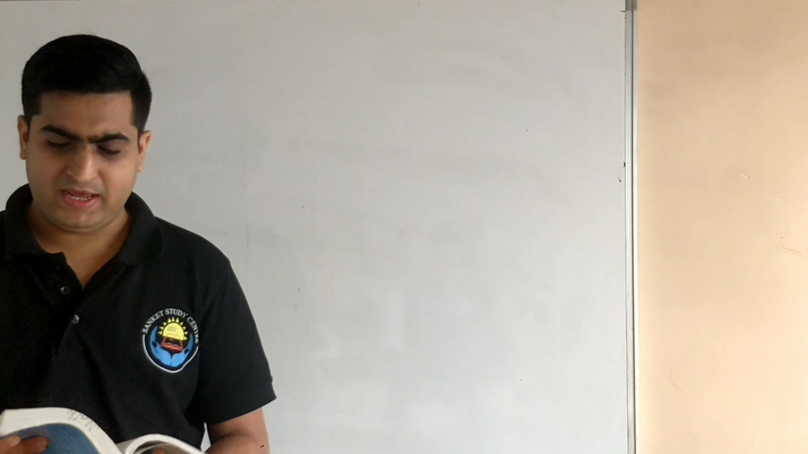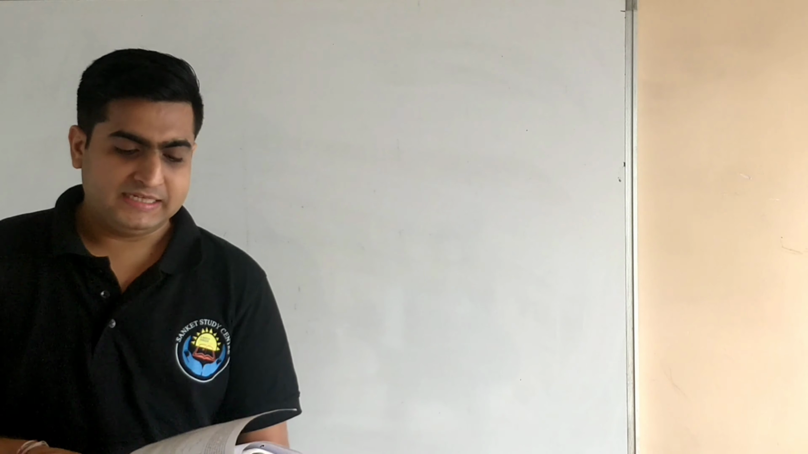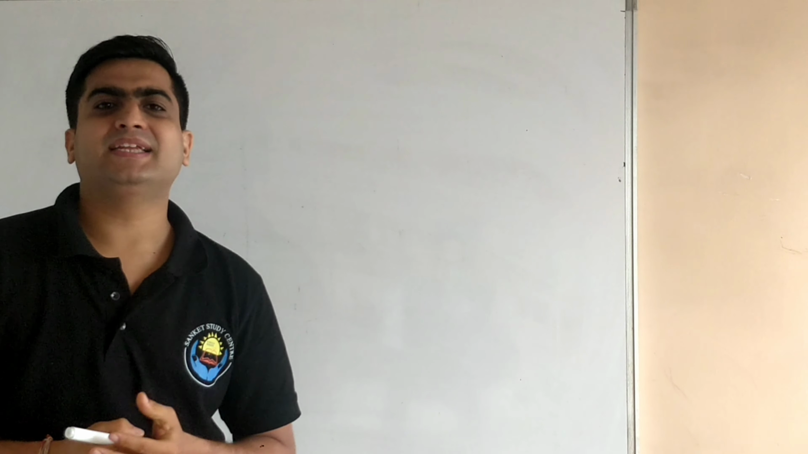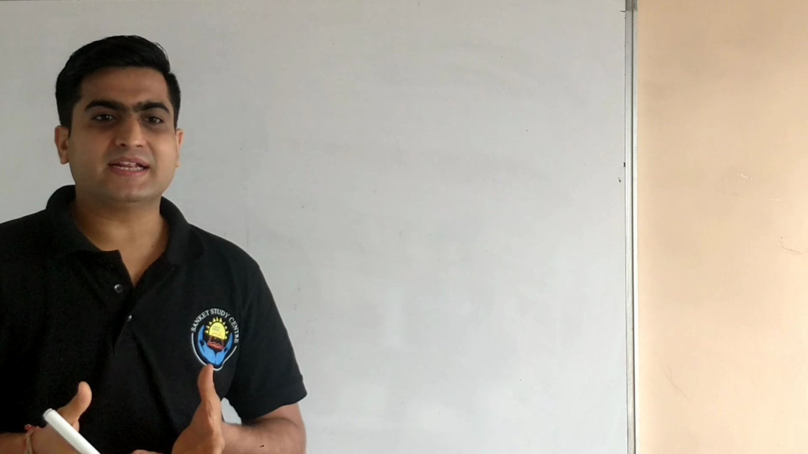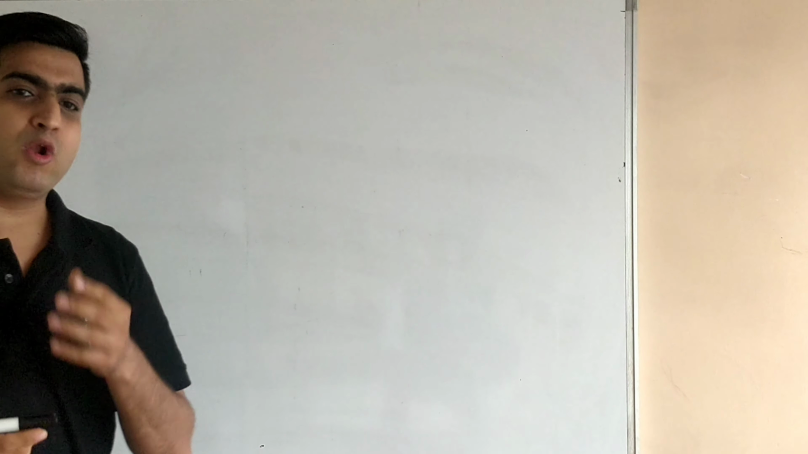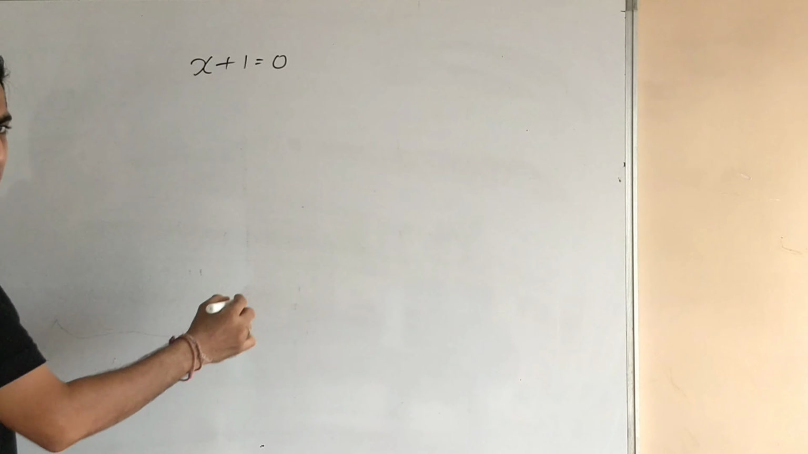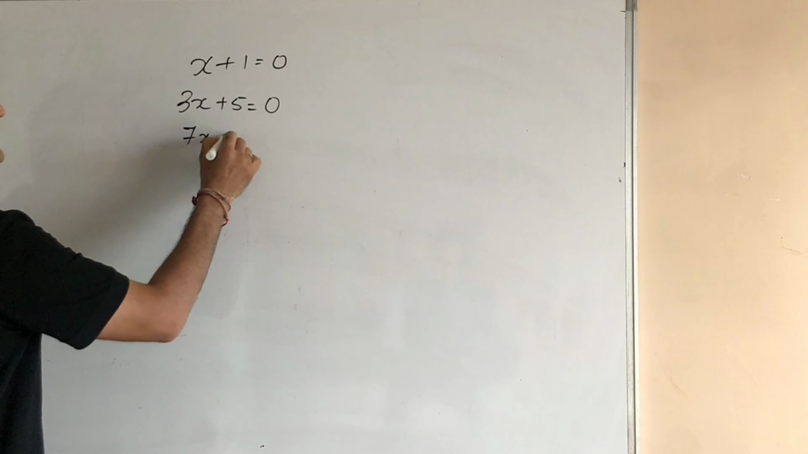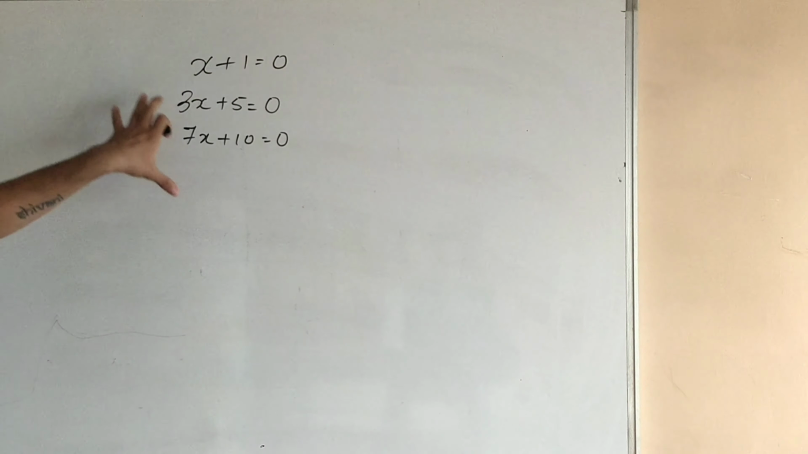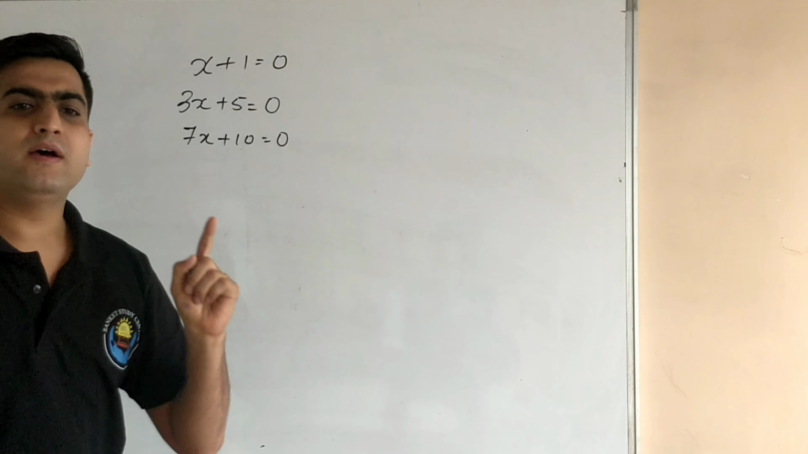I am Sanket sir. Today we are going to start your entire new chapter. Chapter number 4, Linear Equation in 2 Variables. In your previous standard, that is in standard 8, you have already learnt about linear equations in one variable. You have already seen some equations like this: x plus 1 is equal to 0, 3x plus 5 is equal to 0, 7x plus 10 is equal to 0. All of these are known as linear equations in one variable.